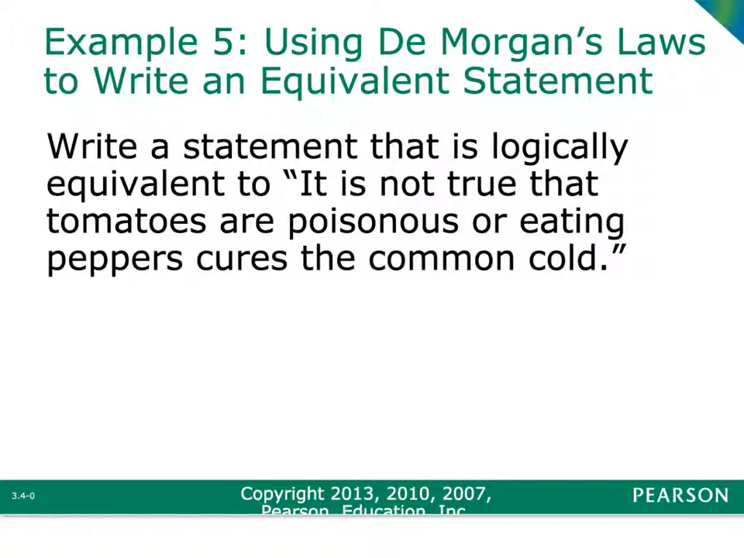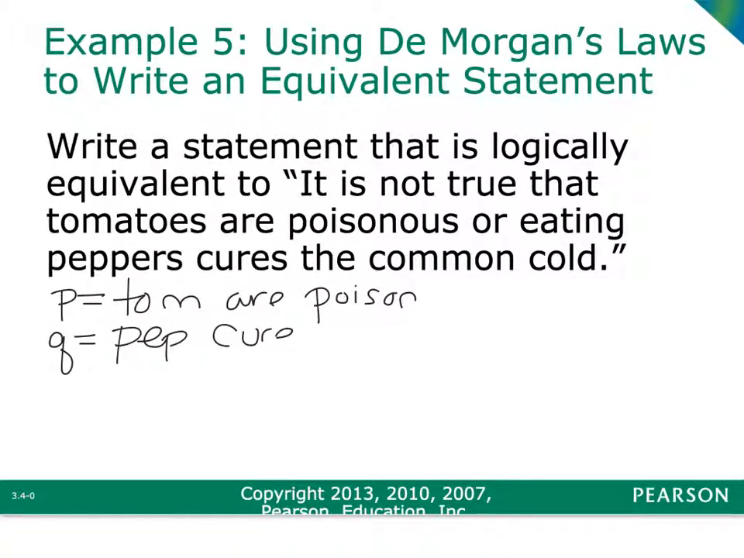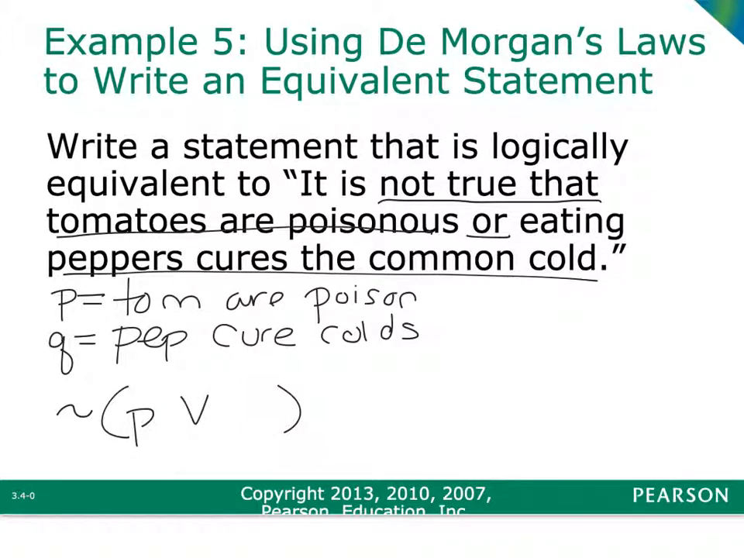write a statement that is logically equivalent to, it is not true that tomatoes are poisonous or eating peppers cures the common cold. Okay, so the first thing you're going to have to do is translate it. So let's let P be that tomatoes are poisonous. And let's let Q be that peppers cure the common cold. Okay, so if we were going to translate this, it says, it is not true that. So that's your little negation with your parenthesis because you're going to make a statement after it. It is not true that tomatoes are poisonous, so that would be P, or peppers cure the common cold, so that would be Q.